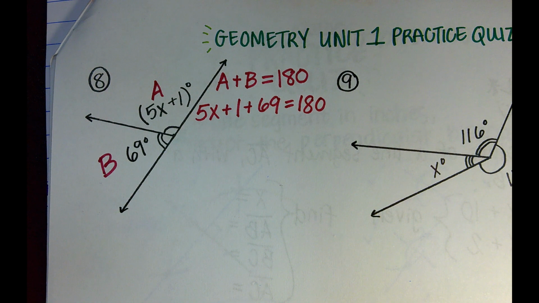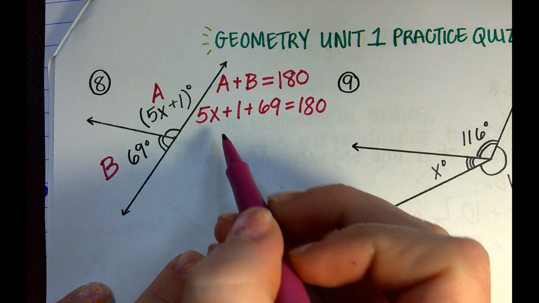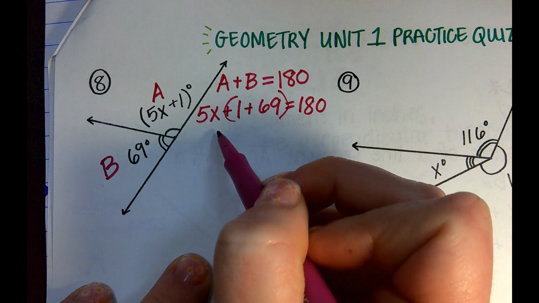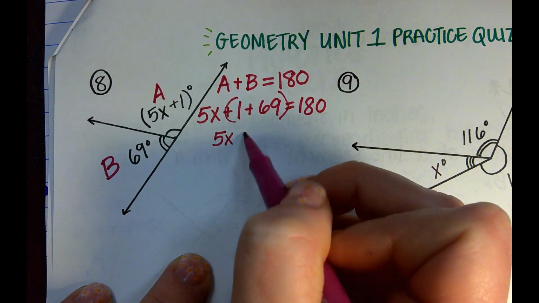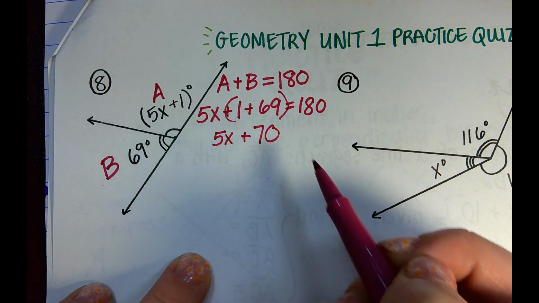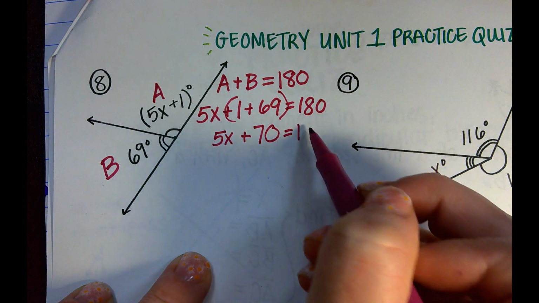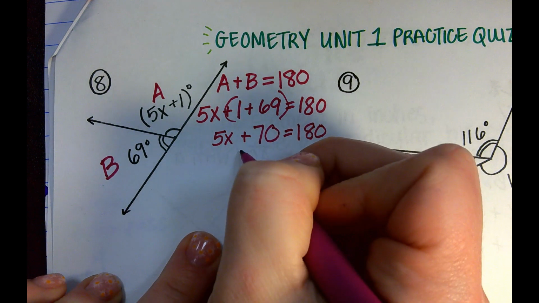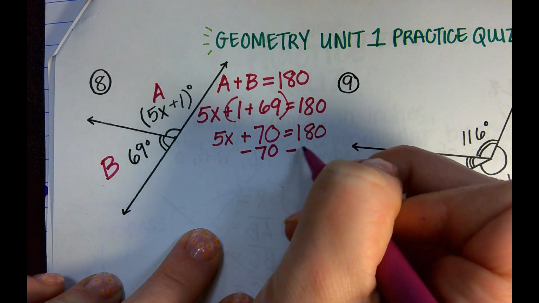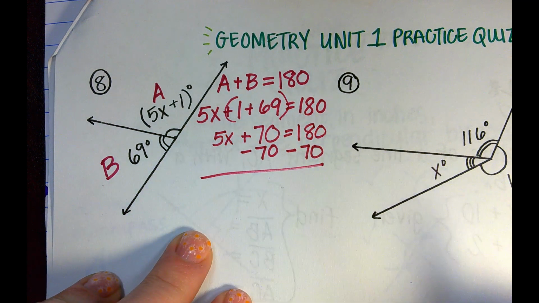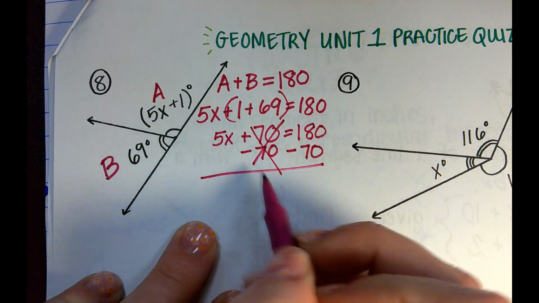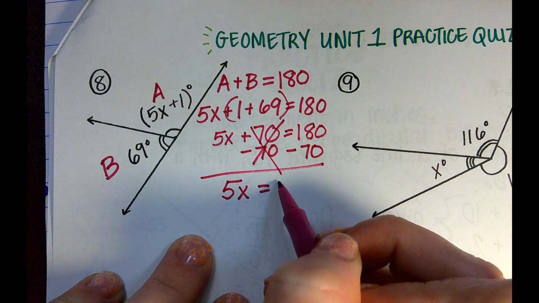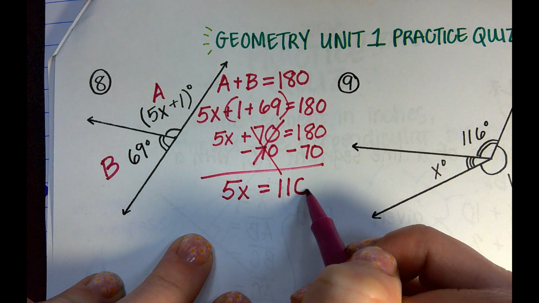Combine like terms. Yep, let's combine our like terms, 69 and 1. So the new equation will be 5x plus 70 equals 180. Perfect. Subtract 70 from both sides of the equation. Subtracting 70 gives 5x equals 110.